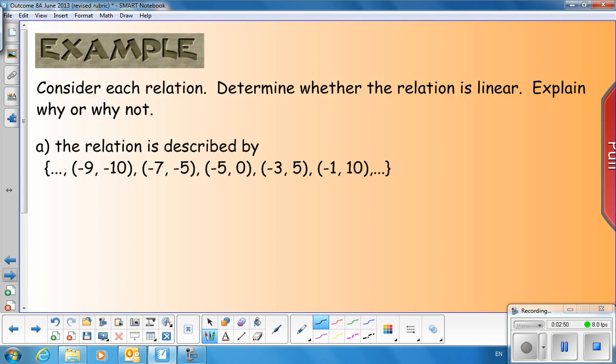Consider each relation. Determine whether the relation is linear. Explain why or why not. So this relation is a set of ordered pairs. Need to make sure those ordered pairs are in numerical order, and they are. And then I want to look at the changes in each of those x values. So from negative 9 to negative 7, we've increased by 2. Negative 7 to negative 5 is also an increase by 2. Negative 5 to negative 3 is going up by 2, and negative 3 to negative 1 is going up by 2.